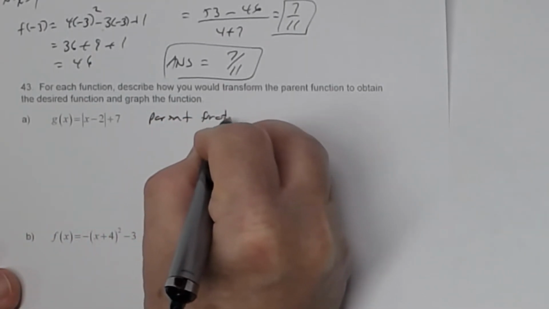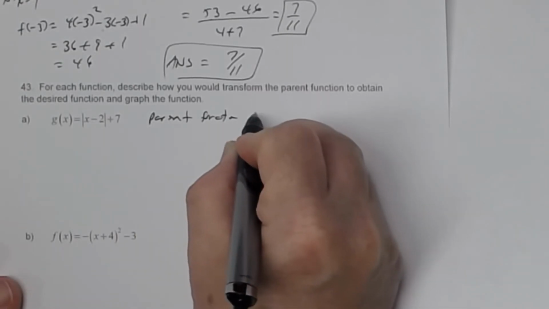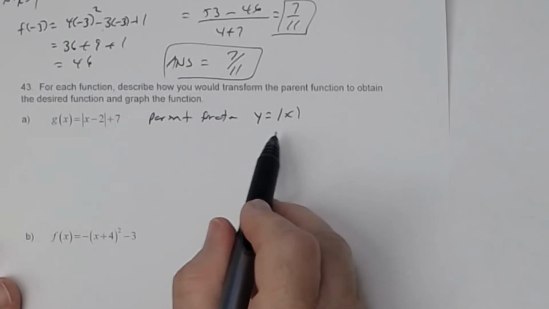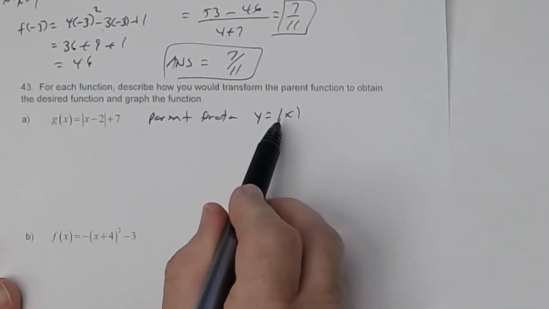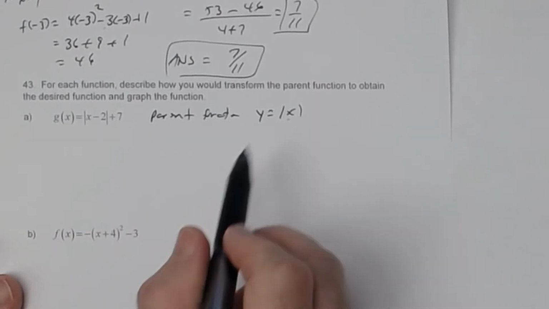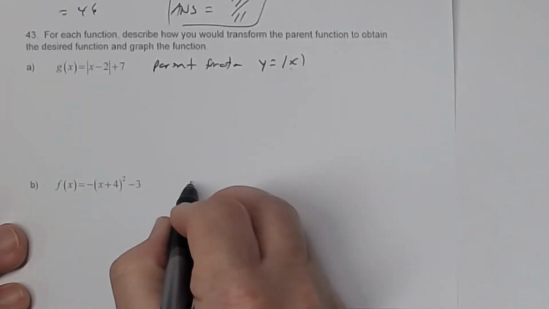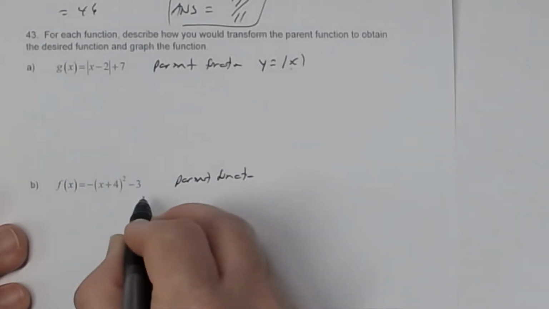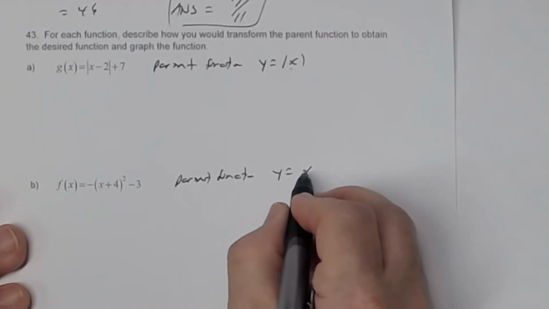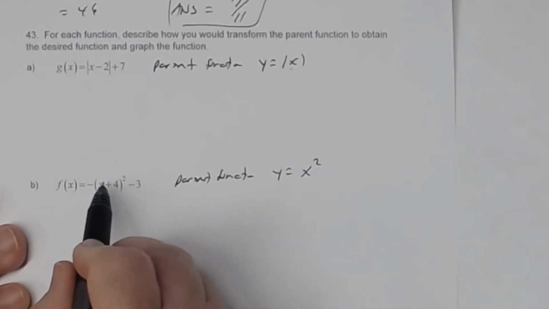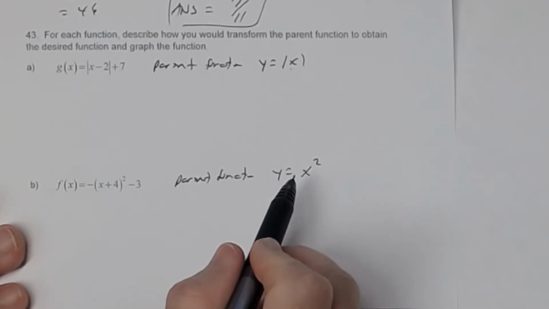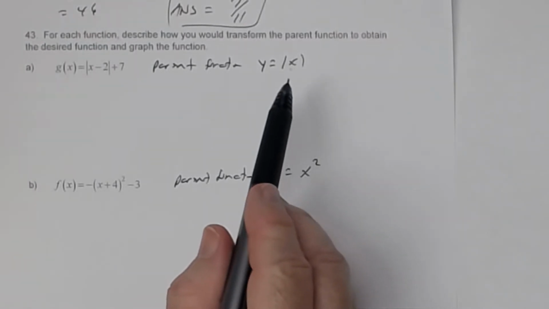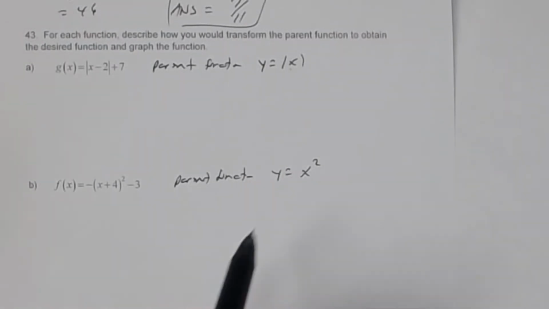So whenever you're looking at the absolute value function, the parent function, the basic function is going to be y equals absolute value of x. So that's your parent function, absolute value function, absolute value of x. Quadratic function, your parent function, will be y equals x squared. Okay? That's a quadratic function, your parent function, your basic function, the one you begin with. So I begin with absolute value of x, I begin with x squared.